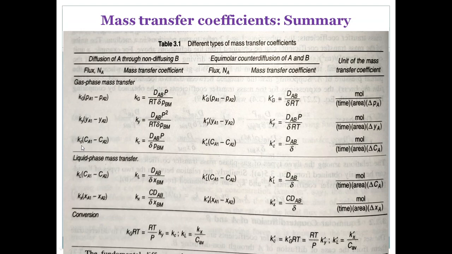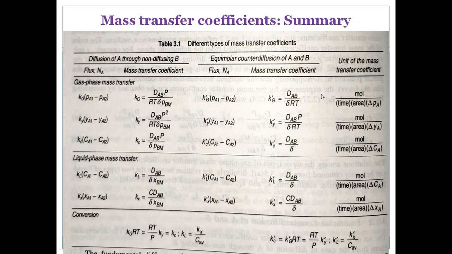And in the case of Kc, this is the expression, and correspondingly the mole per time per area flux is divided by delta C. NA equals Kc times delta C. Okay. So similarly, for equimolar counter diffusion in the gas phase, NA equals Kg prime (PA1 minus PA2), equal to Ky prime (Y1 minus Y2), where Ky prime is DAB P by this expression, which we have already derived, and Kc prime will be this one.